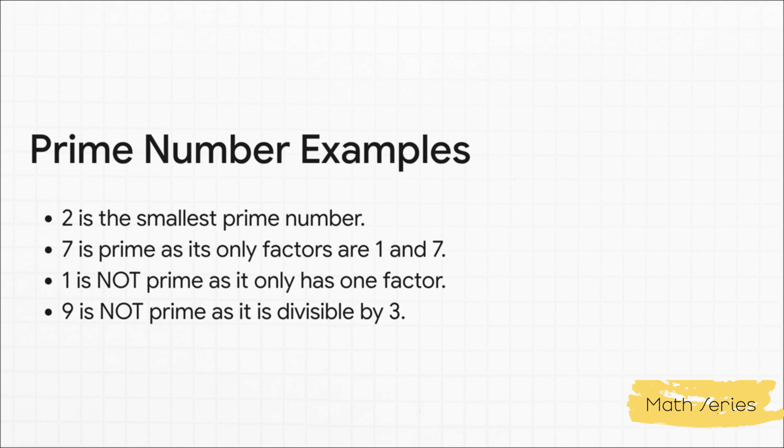Take the number 1. You might think it is, but nope, it's not prime because it only has one factor, itself. The rule says you need exactly 2. And a number like 9? That's out too, because you can break it down into 3 times 3. Getting this distinction right is absolutely crucial for everything that comes next.